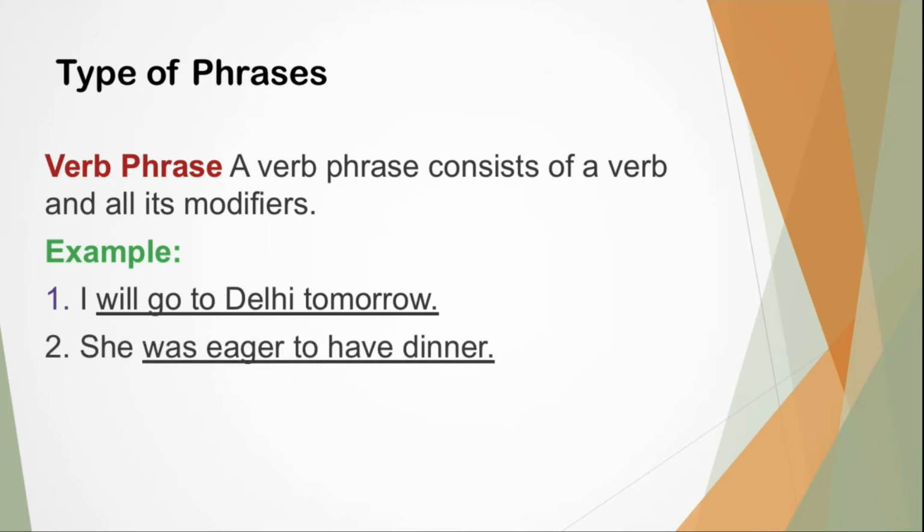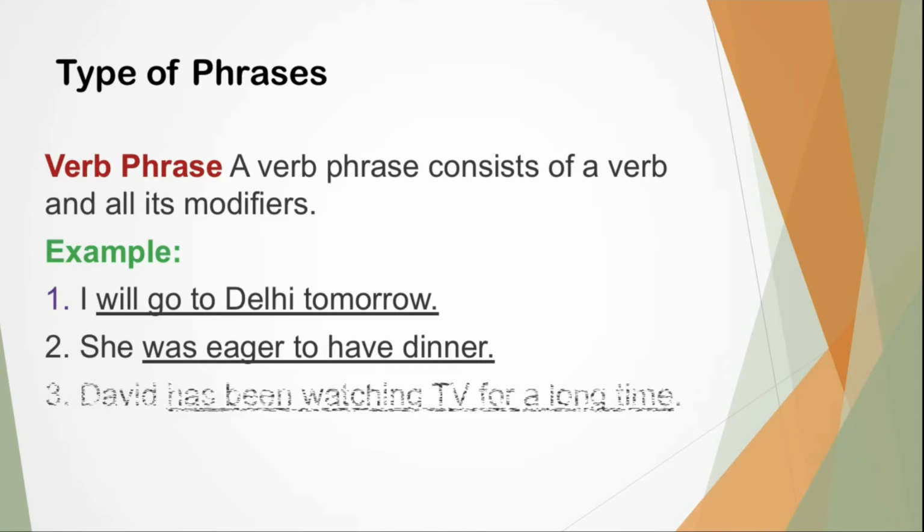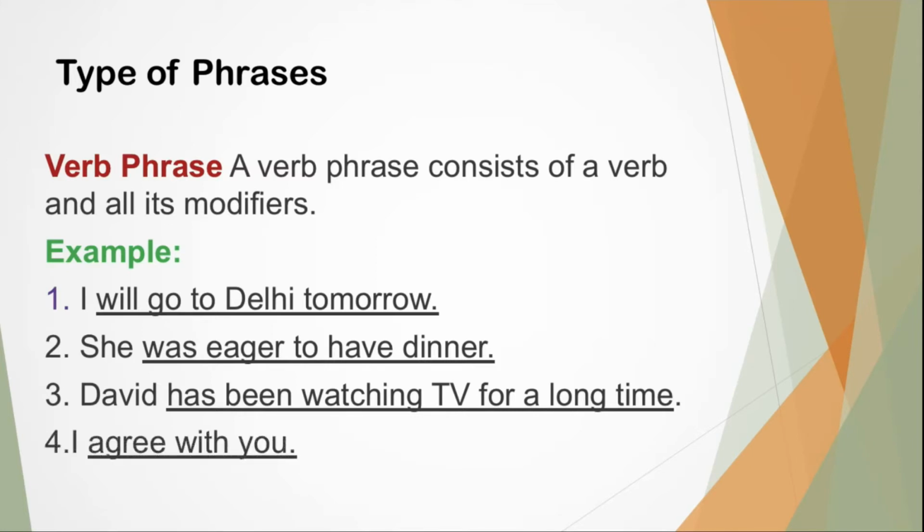The second sentence is she was eager to have dinner. So was eager to have dinner. So it starts with a verb and hence the entire phrase is known as a verb phrase because it starts with a verb. Next sentence is David has been watching TV for a long time. Alright, has been watching TV for a long time. It starts with a verb. Hence, the entire series of words is called as a verb phrase. Another example is I agree with you. Okay, agree is a verb. Hence, agree with you is a verb phrase.